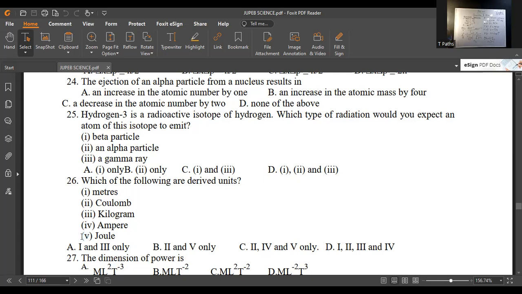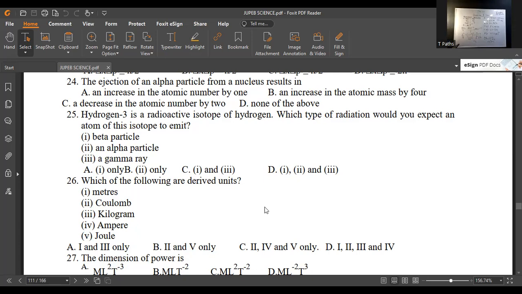I did not see coulomb. That is option B. Coulomb is also a derived unit. I is meter, II is coulomb, III is kilogram, IV is ampere, and V is joules. So both coulomb and joules are derived units. So that is question number 26.